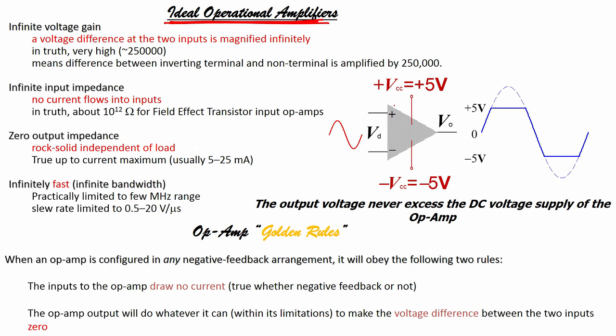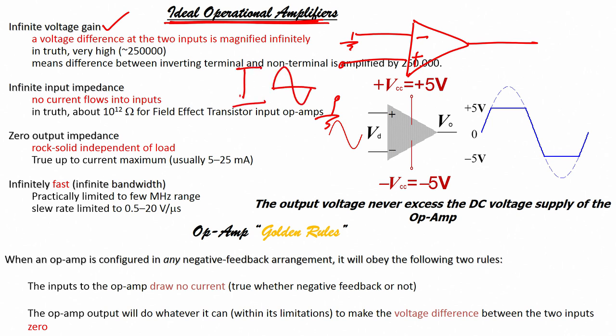First point is it has infinite voltage gain, and the voltage difference at the input is magnified infinitely. What does that mean? Suppose I have an op amp with an inverting terminal and a non-inverting terminal. Suppose I ground the inverting terminal, and at the non-inverting terminal I apply a signal of, let us say, 1 volt peak to peak.